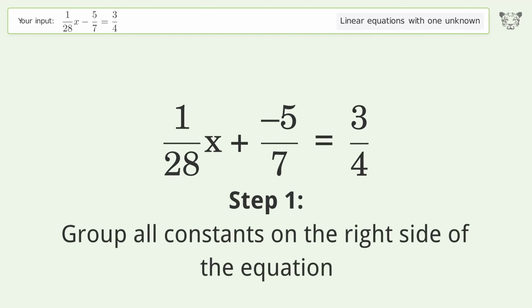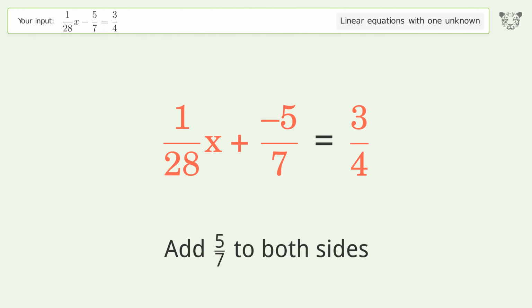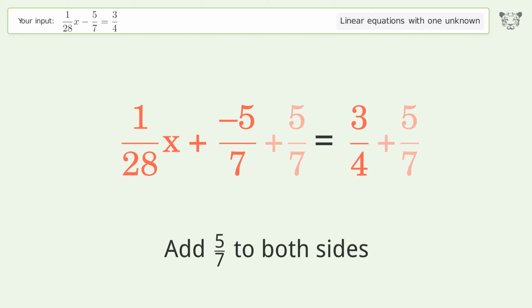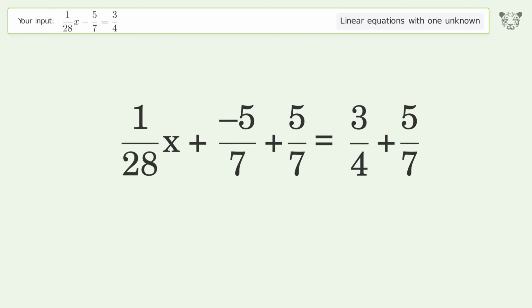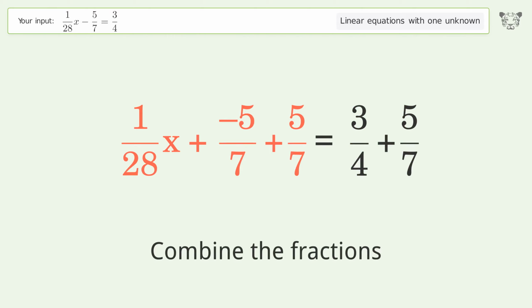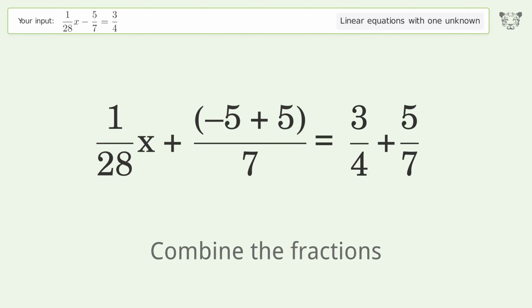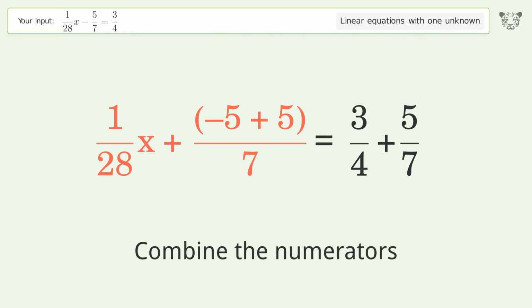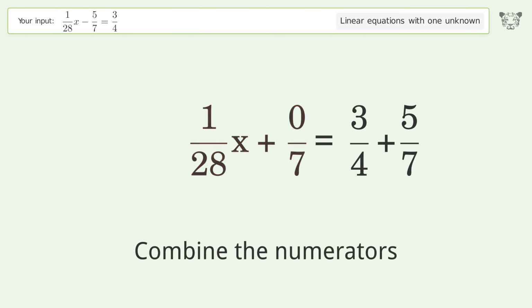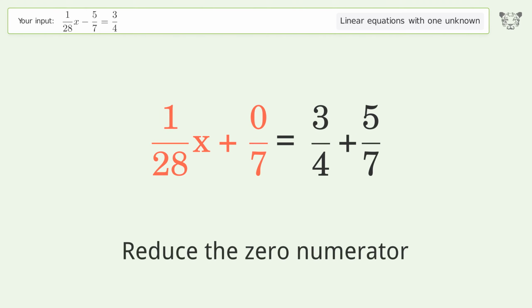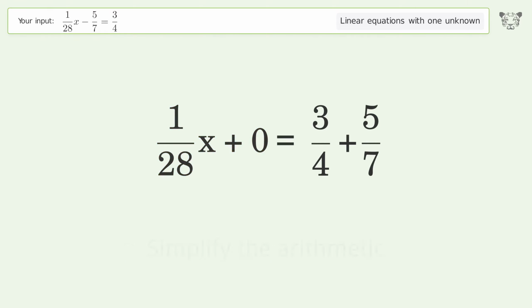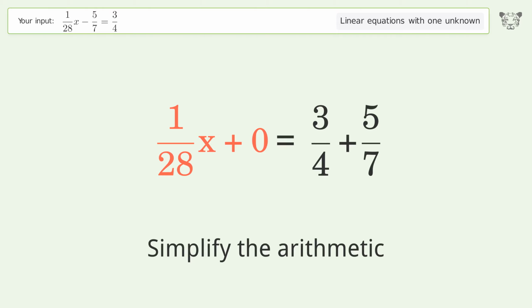Group all constants on the right side of the equation. Add 5/7 to both sides. Combine the fractions. Combine the numerators. Reduce the zero numerator. Simplify the arithmetic.